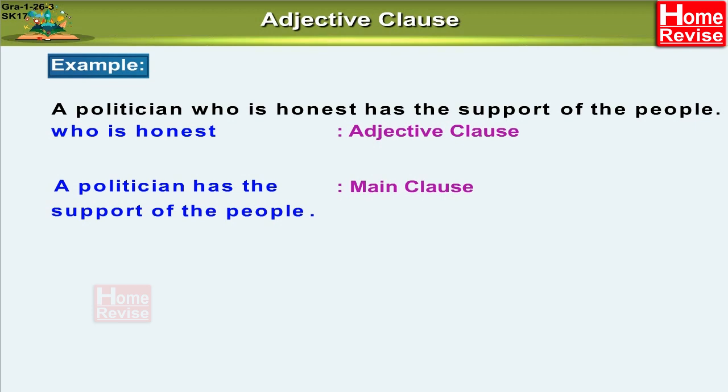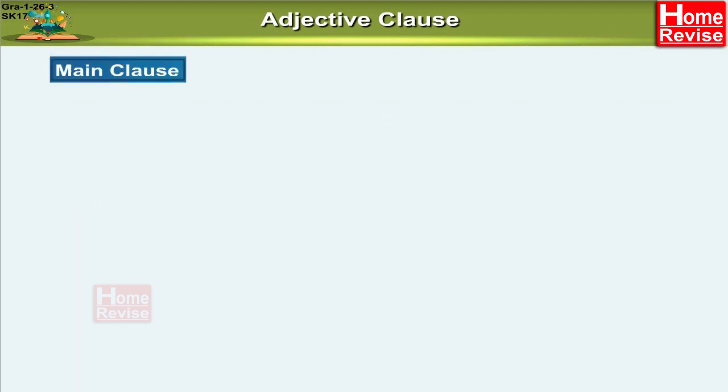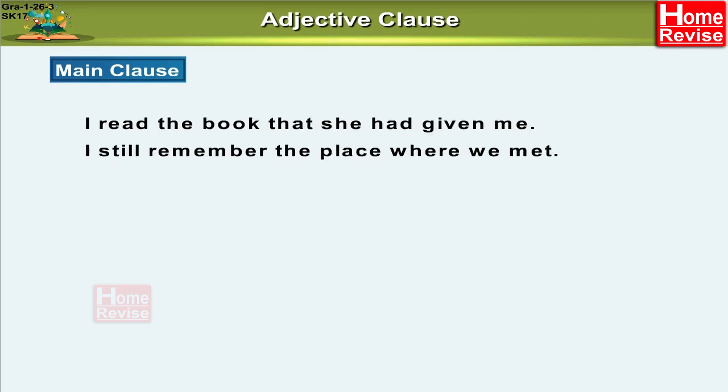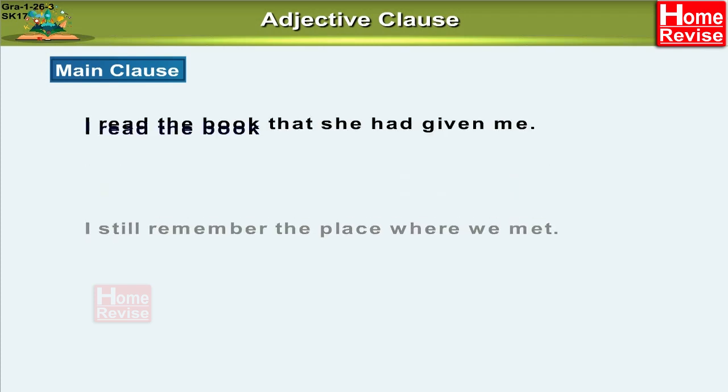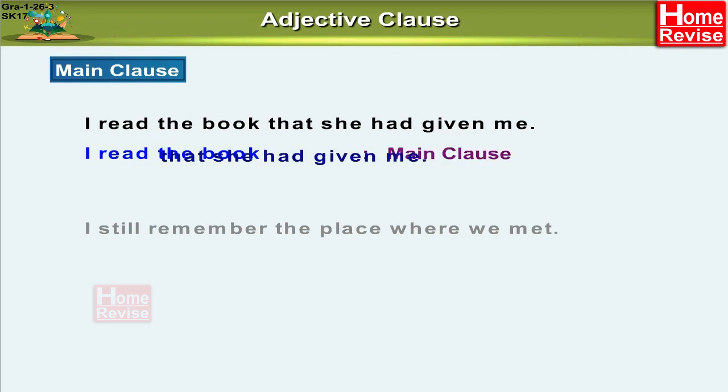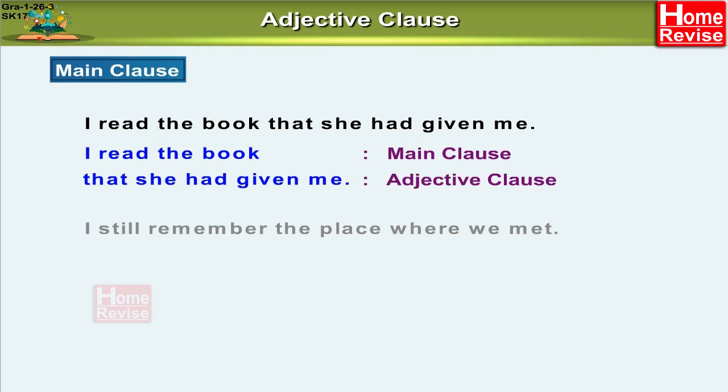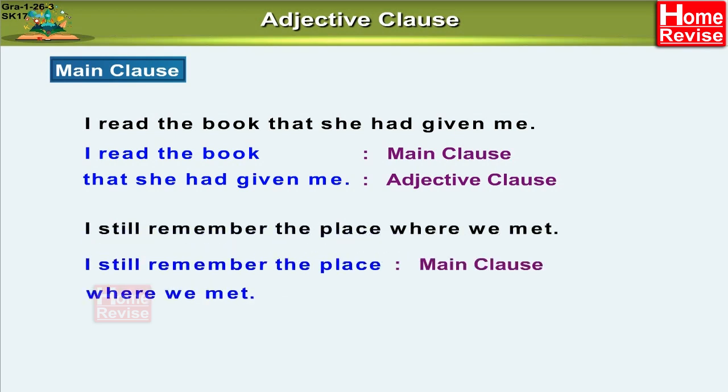Please remember, children, the subordinate clause or the adjective clause must always have a main clause along with it. Let's identify the main clause of all the sentences. In the first sentence, I read the book is the main clause, and that she had given me is the adjective clause, a subordinate clause. Second sentence, I still remember the place is the main clause. Where we met is the adjective clause.